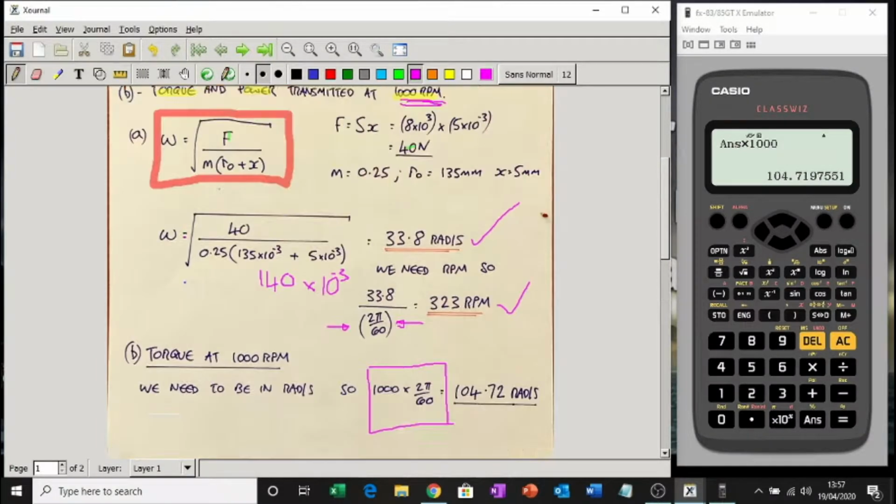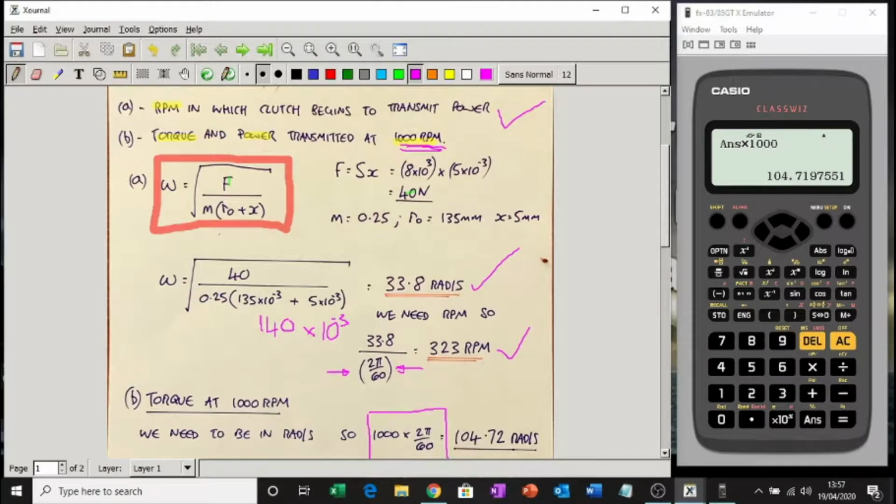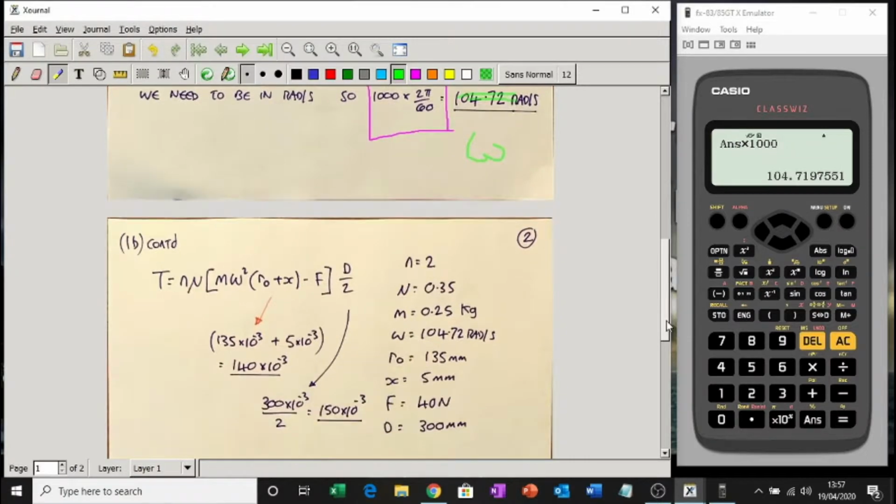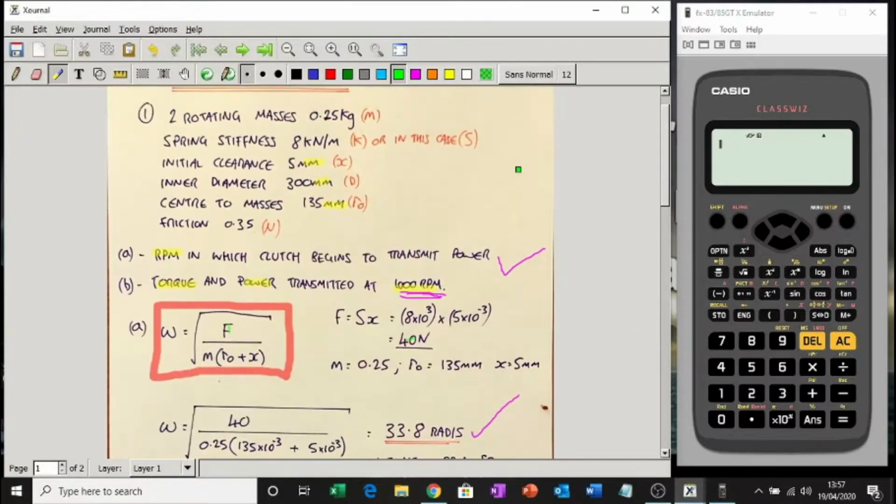So it's asking us the torque and power at 1000 RPM. Now 1000 RPM is the same as 104.72 radians per second. So that's the number we're going to use now for omega down here. So the torque, now don't worry about this formula because I break it down slowly. As long as you get the brackets the right way, you can do it in one go, or you do like I've done and just break things down a bit. So the torque is going to be N, which is the number of masses, which was 2.